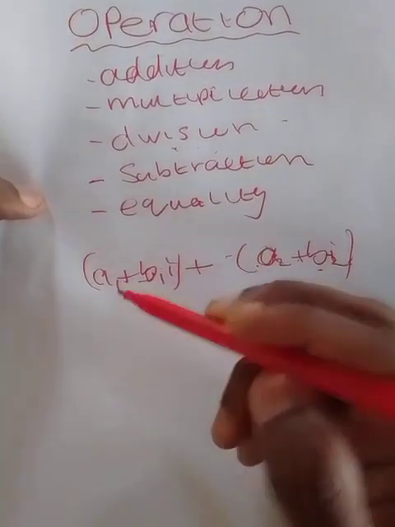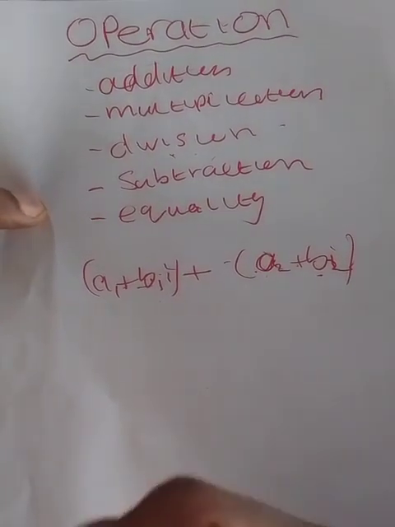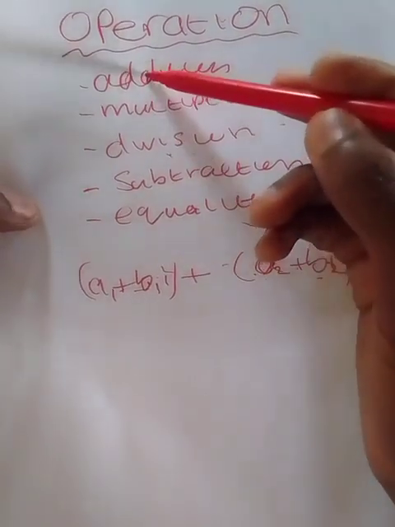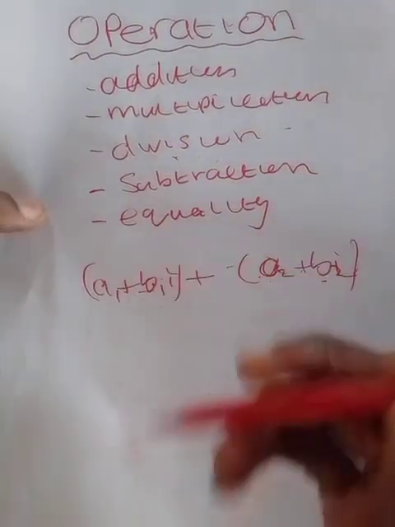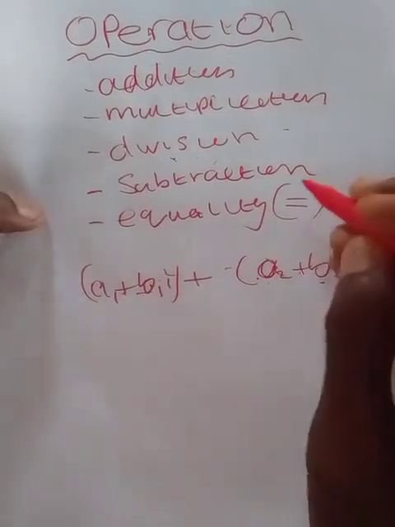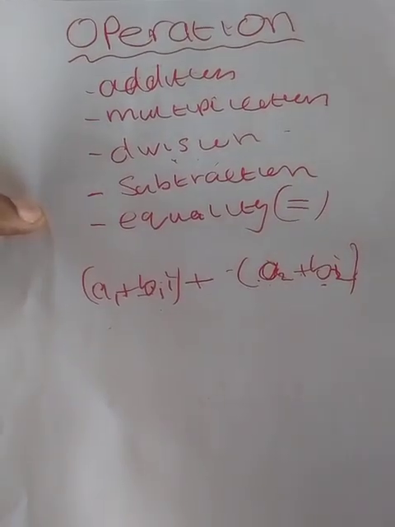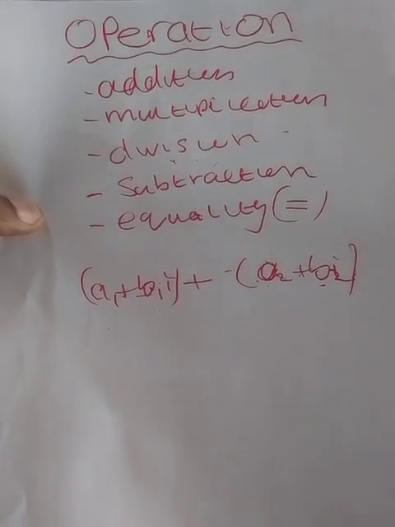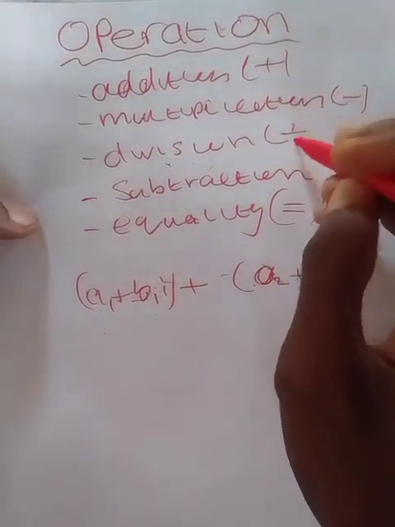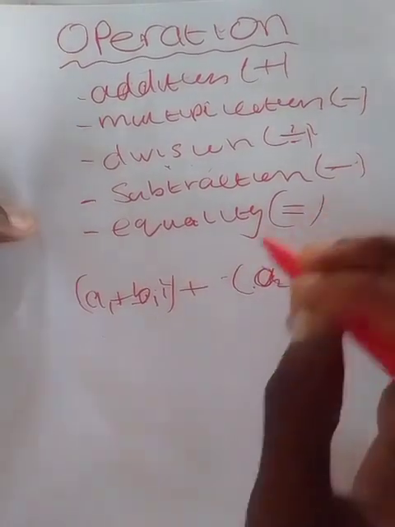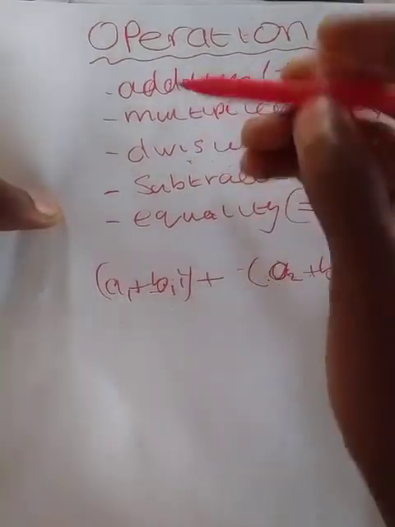These are the basics. You don't have to rush to the calculations. That's why you get confused, because there are some rules that need to be applied when you're adding, multiplying, dividing, subtracting, and equating. Equality is represented by this symbol. When you equate complex numbers, there are some special rules that you apply, which I'm going to teach you. You need to know them. Without understanding these, you'll be getting confused.